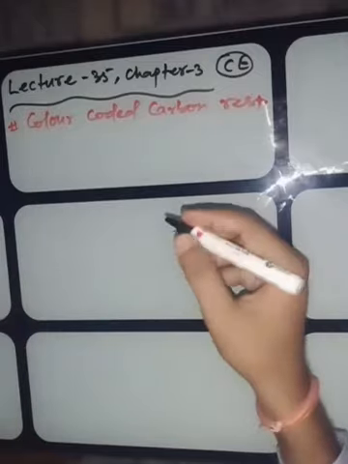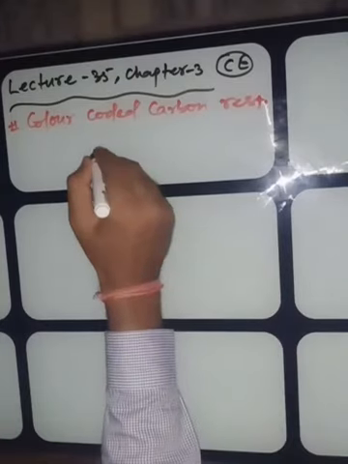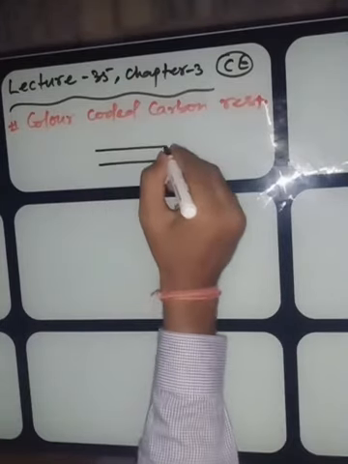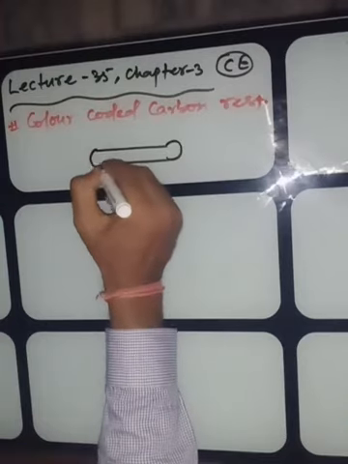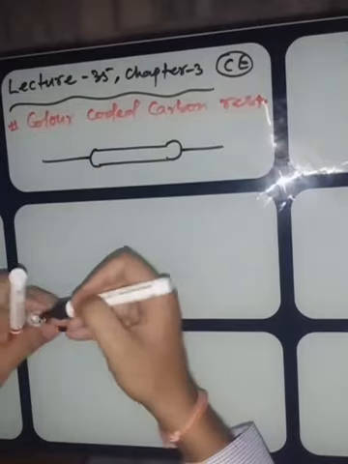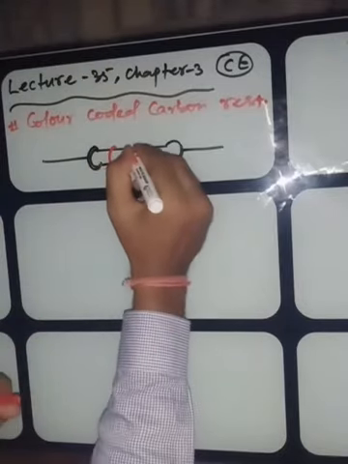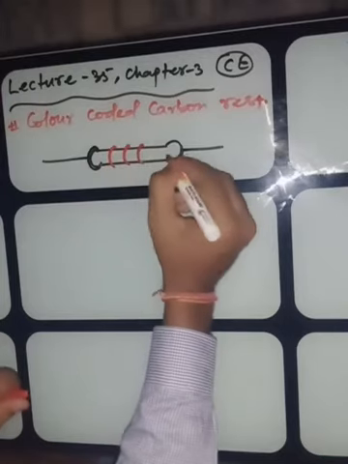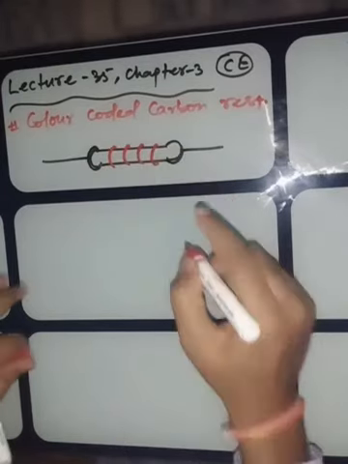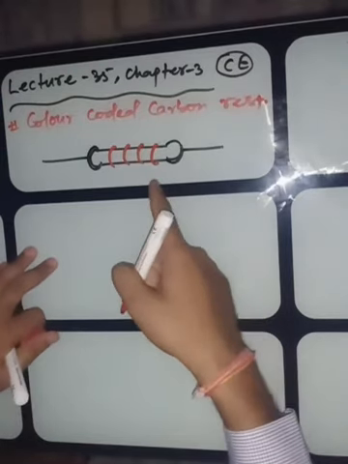It is given over the resistor. Suppose this is the structure of a resistor, the two terminals, and four rings designed: 1, 2, 3 and 4. Remember students, it is not necessary that the 4th ring will be available, but a minimum of 3 rings will be there.